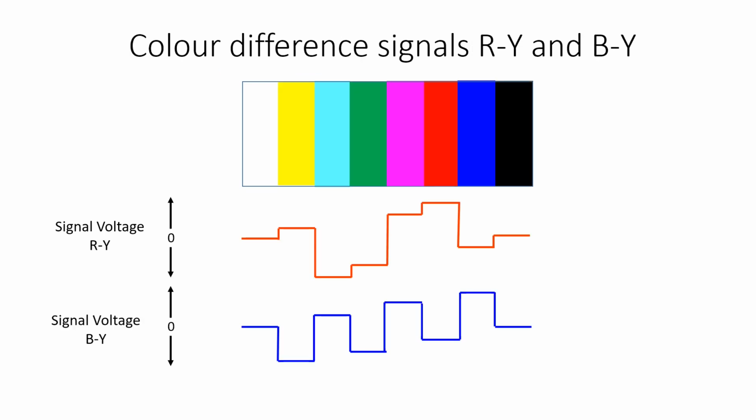This shows the colour difference signals R-Y and B-Y, and what these look like when scanning a set of colour bars as shown here. The colour signals do not need to contain as much fine detail as in the luminance signal, because the rods in the eye detect the fine detail in the image compared to the lower resolution of the cones.